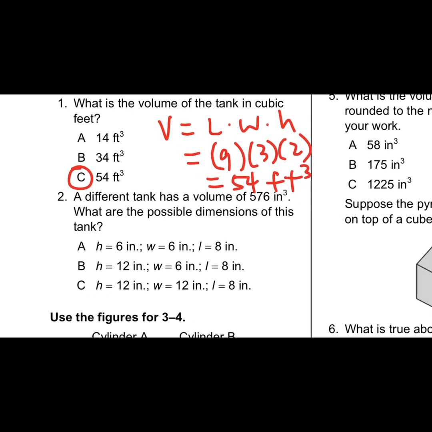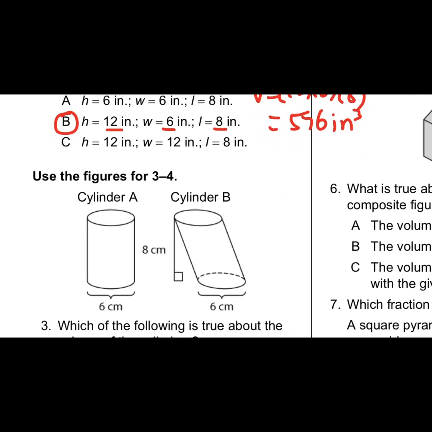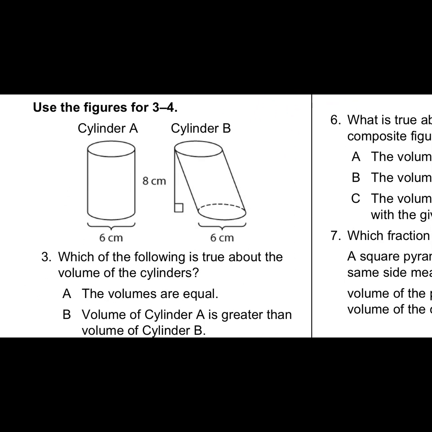Number 2, a different tank has a volume of 576 cubic inches. What are the possible dimensions of this tank? So the only one that's going to give this combination is if we have 12 times 6 times 8. So the answer is B, which is when you have 12 times 6 times 8. That will give you 576 cubic inches.